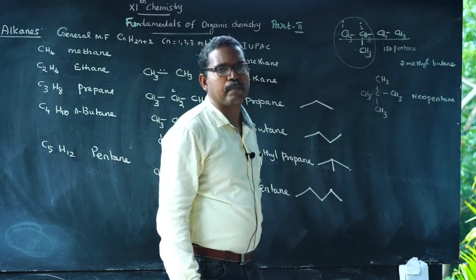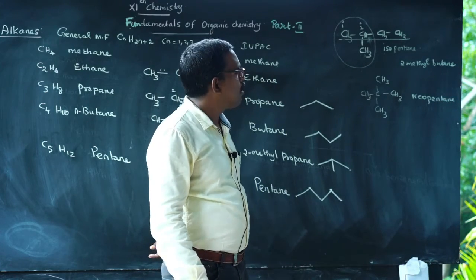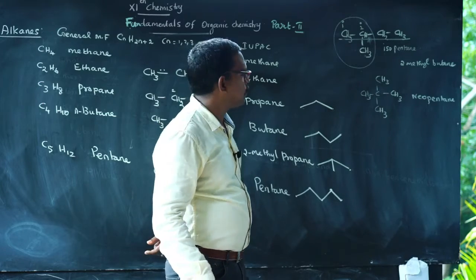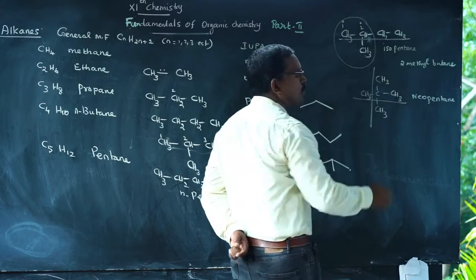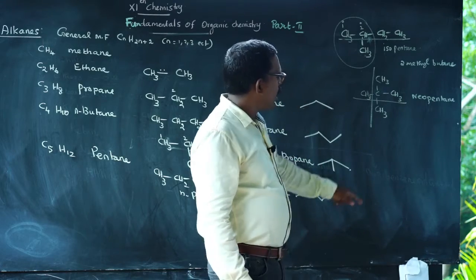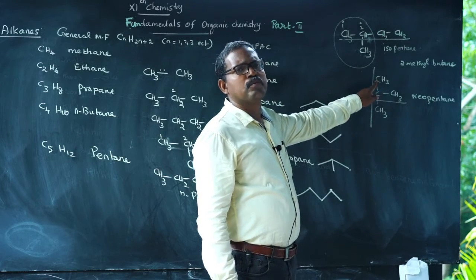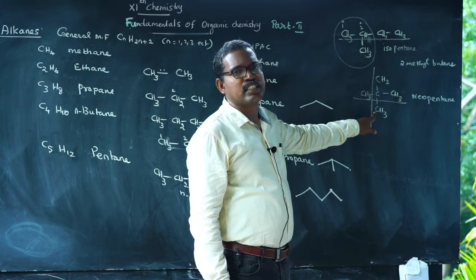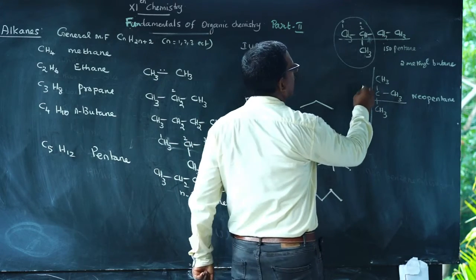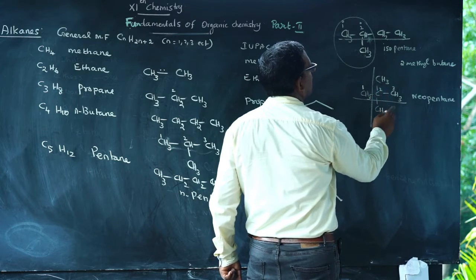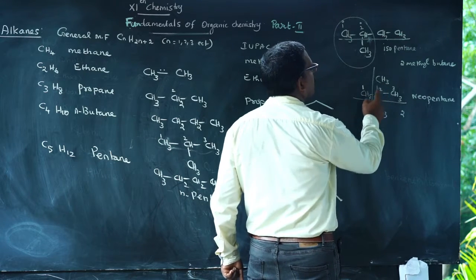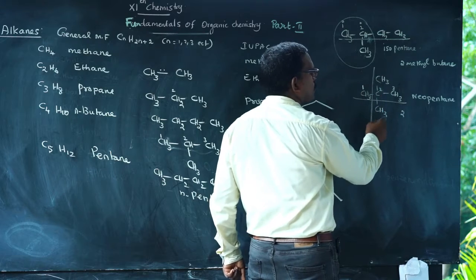Neopentane. The common name of this compound is neopentane. What is the IUPAC name of the compound? You can number it this way or this way, choose any one. In any way, we have only 3 carbon atoms in a straight chain. Therefore, numbering 1, 2, 3. In the second carbon, 2 methyl groups are present as substituents.